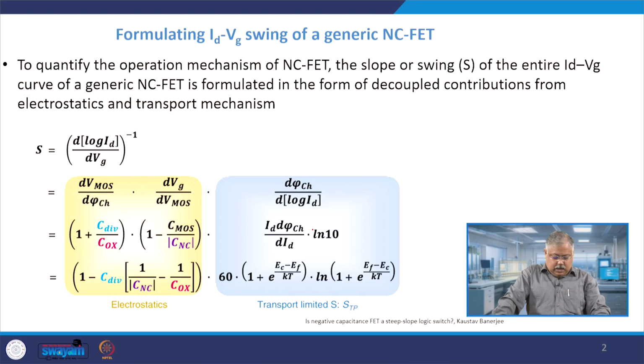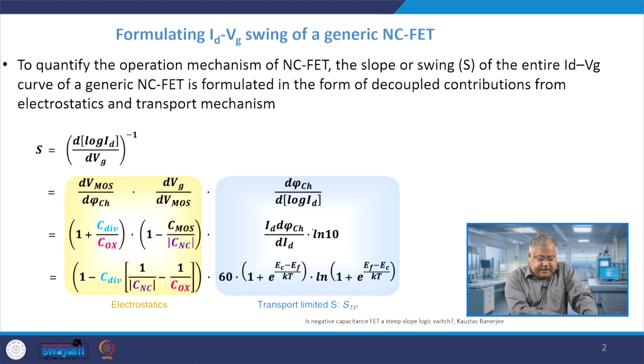We have already seen in our previous lecture what we mean by negative capacitance FET. We have also seen how to quantify the value of S. If you look at the quantification, on the left hand side it is 1 minus C_div upon 1 by C_NC minus 1 by C_ox. The negative sign comes because NC has a negative capacitance, and that is the reason you see a negative value here. So the left hand side gives you a negative capacitance, and the right hand side gives you the traditional non-negative capacitance devices available to us.